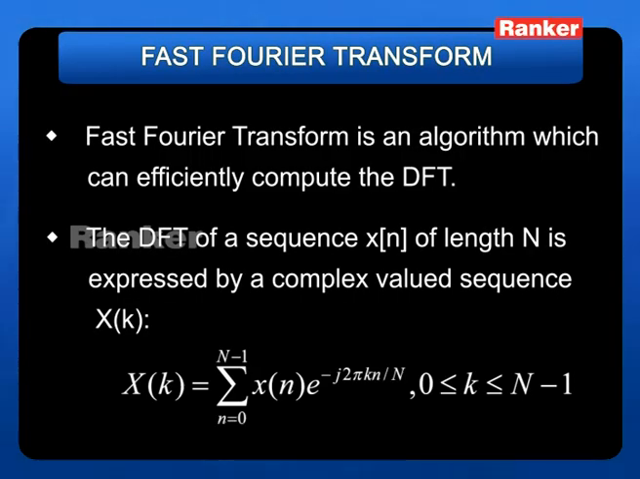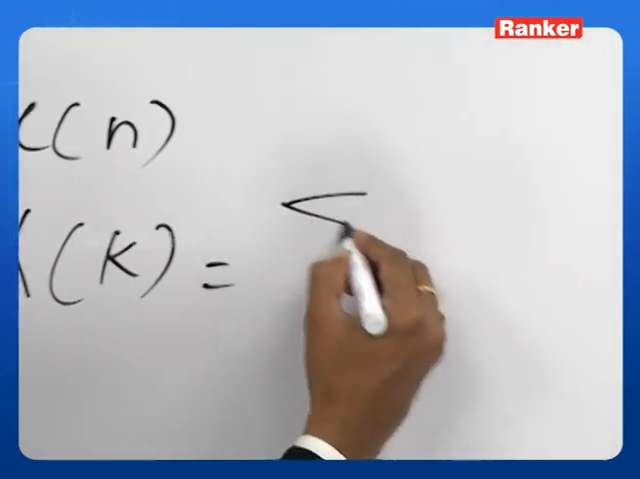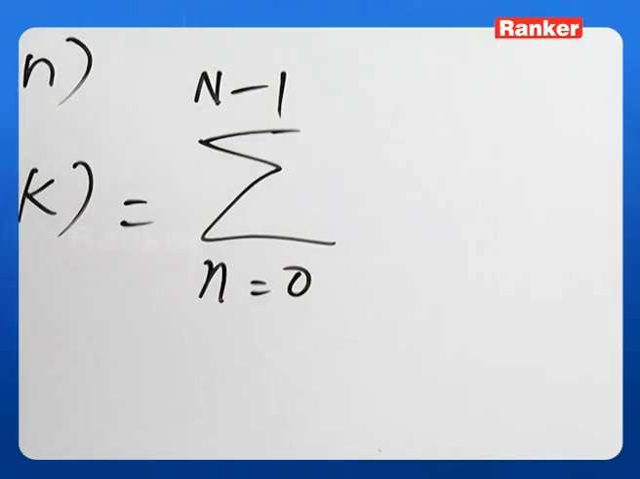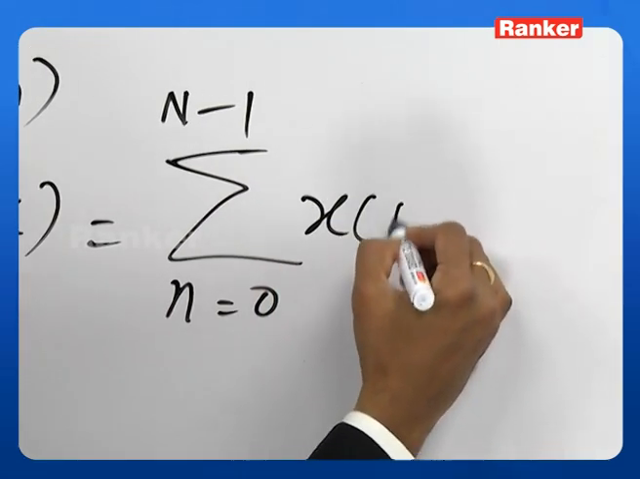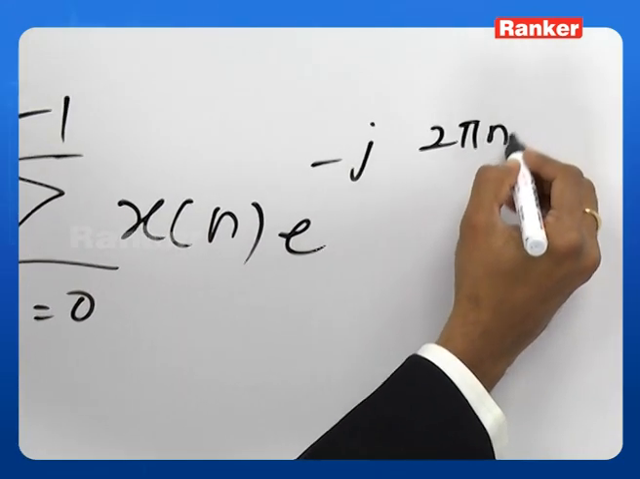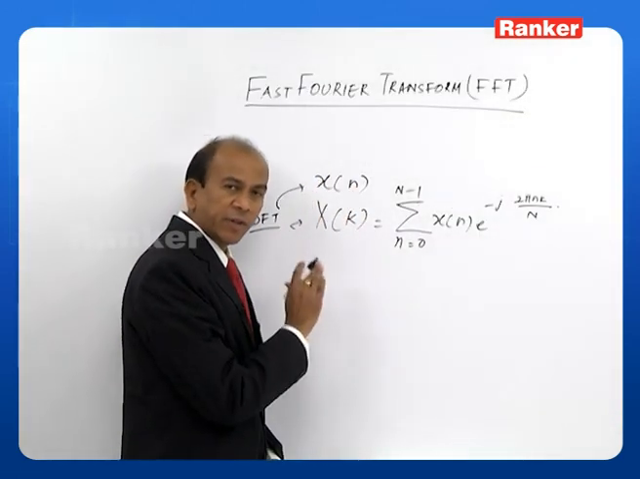As you see in the slide, the formula is given by summation n equals 0 to N minus 1 of x of n e to the power of minus j2 pi k n by N, where k lies between 0 and N minus 1. Let us just recollect this and write it down here. It consists of two parts: the summation from n equals 0 to N minus 1, and x of n multiplied by the complex expression e to the power of minus j2 pi n k by N. So, this is the formula for calculating the DFT.